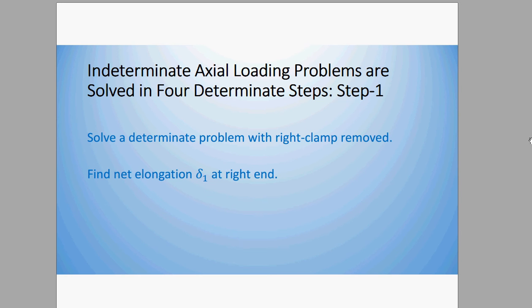So the first step is to remove the right clamp and then solve for the net elongation just as you normally would in a normal determinate problem that we've done in the past, where the left end is clamped and the right end is free. That is step one. Solve for that elongation that you normally would, the total elongation.